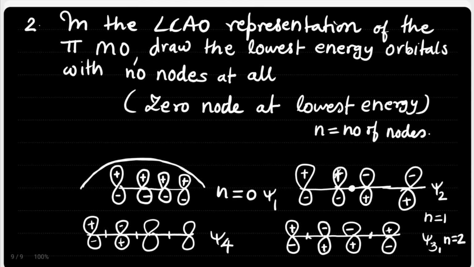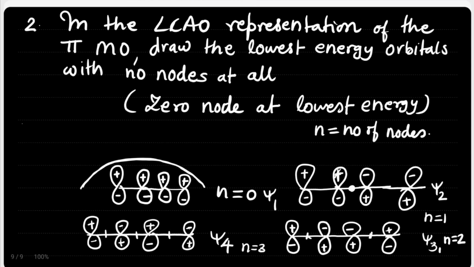Minus here, minus here. Here also with respect to this minus, there is a node in between these two lobes. So I am putting plus minus over here. Now in between these two lobes, there is a node, so I can put minus here and plus over here. And the number of nodes will be 3.